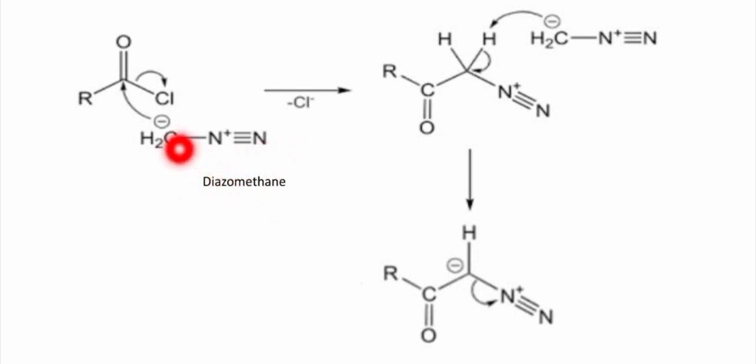This diazomethane will attack the electrophilic center, and our chlorine is removed. As we know, halogens are good leaving groups, so Cl- will leave, and the diazomethane gets attached to our carbonyl carbon. After that, another diazomethane will take a proton from here and it forms a carbanion over here.